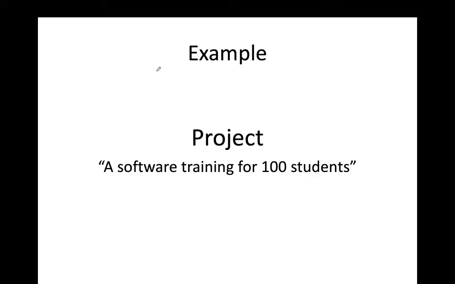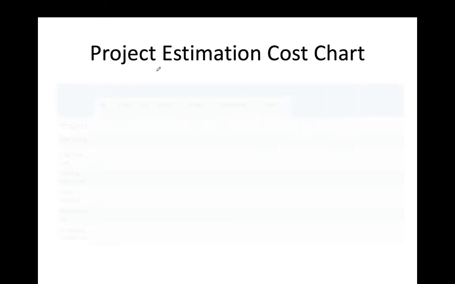So let's take an example. For example, we have a project, and the project is a software training for 100 students. So we have a goal that there will be approximately 100 students, and we have to train them on a particular software. So let's start making a chart for it.